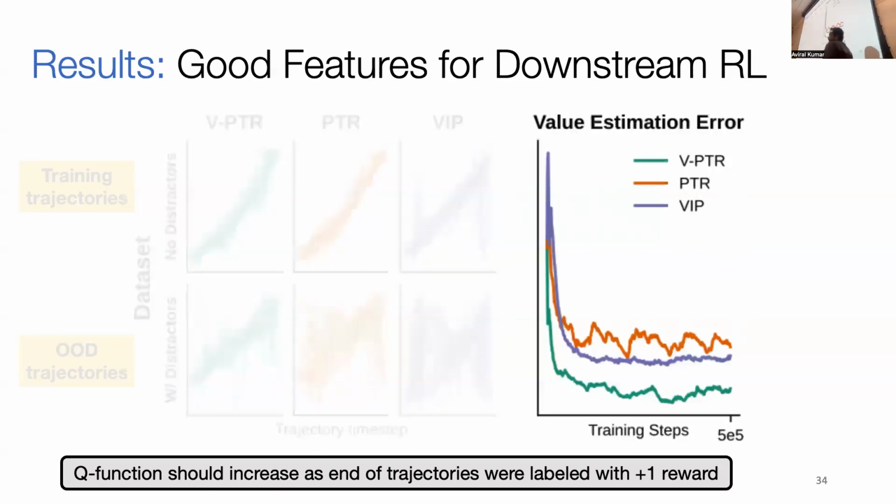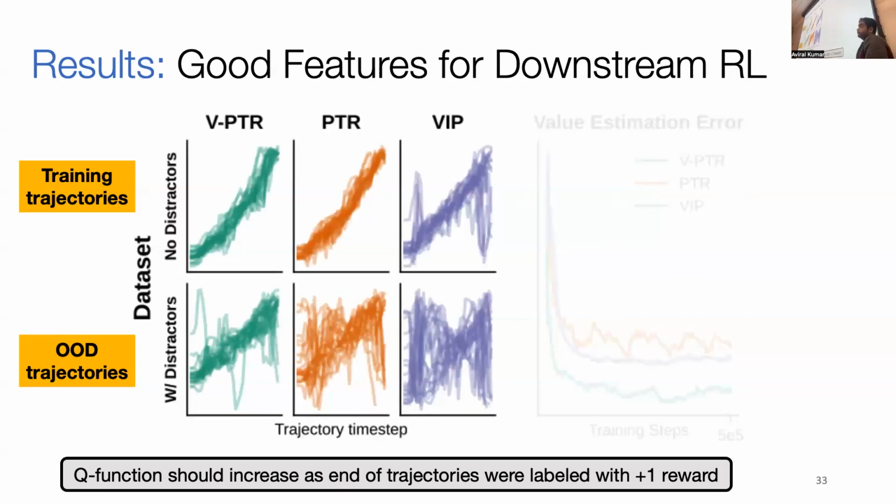You can also quantitatively measure this. You can measure the mean squared error between the ground truth value function and the values that you learned. And again, you find that using this sort of approach with videos actually works and gives you the smallest mean squared error compared to the other approaches. So overall, these features are quite useful for learning downstream value functions.